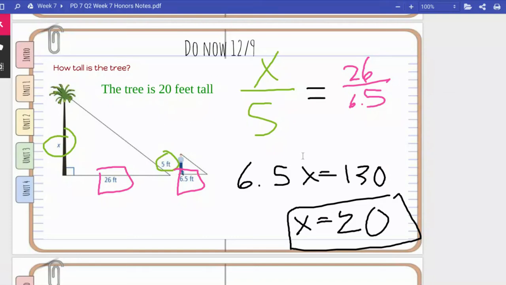To do the do now for today, I just matched up the corresponding sides. The height of the tree went with the height of the man, so I did x over 5. And then the distance, that could be your shadow or the length of the bottom of the triangle, is 26, and the other triangle is 6.5, so I divided those together, set up a proportion. And when I solved, I got x equals 20, which means that the tree is 20 feet tall.